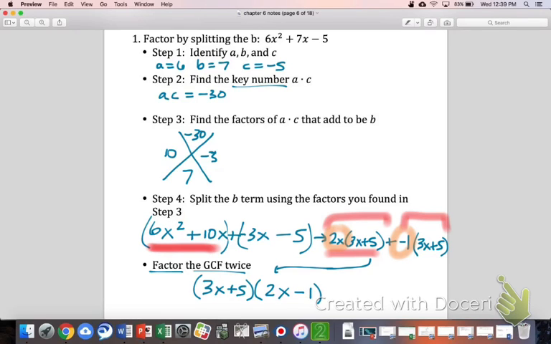Of course, just like we did in 6.2, you can always check these by FOILing and see if you get what you started with. I don't think I've made any mistakes here. This is the factoring for this.